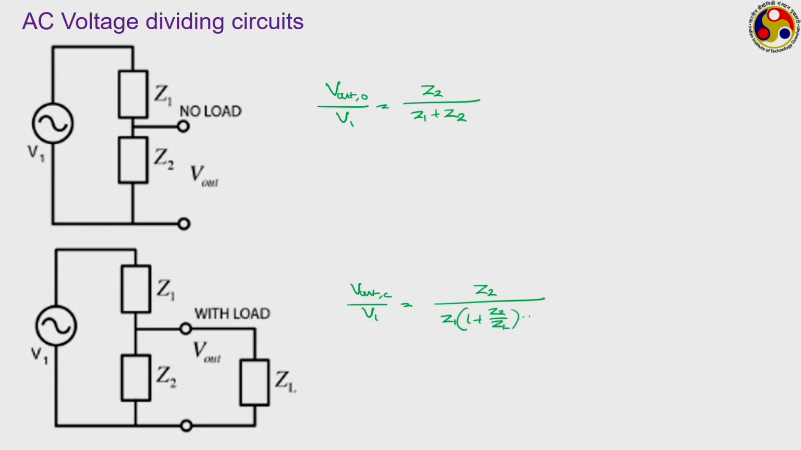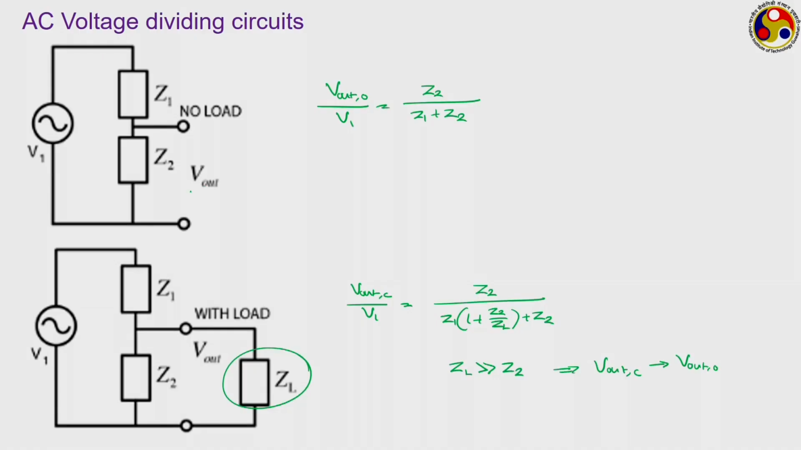Z2 upon ZL plus Z2, where ZL is the internal impedance of the AC voltmeter that we are going to use. So, the same principle is valid here, ZL has to be significantly larger than Z2, so that we can have the output voltage in the closed circuit combination approach the output voltage corresponding to the open circuit condition. Rest of the calculation procedure remains the same, and this is the way we can easily get a fraction of this V1 as the output voltage, both in case of AC and in case of DC.